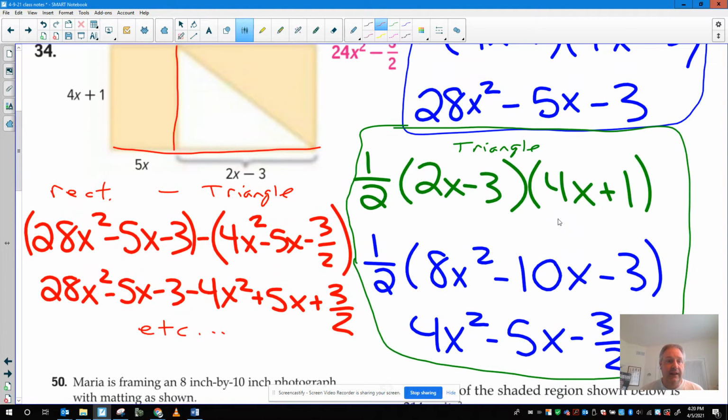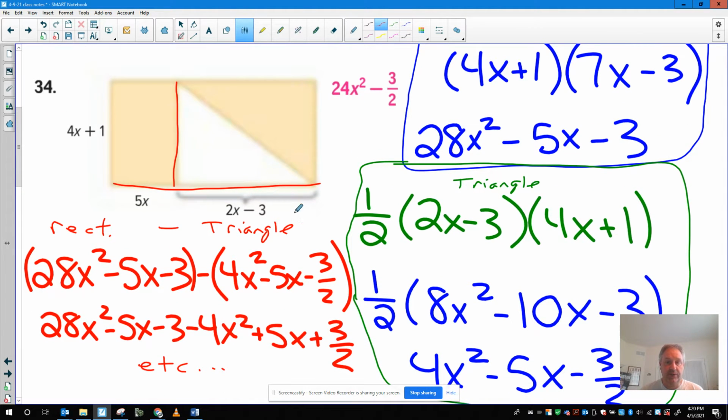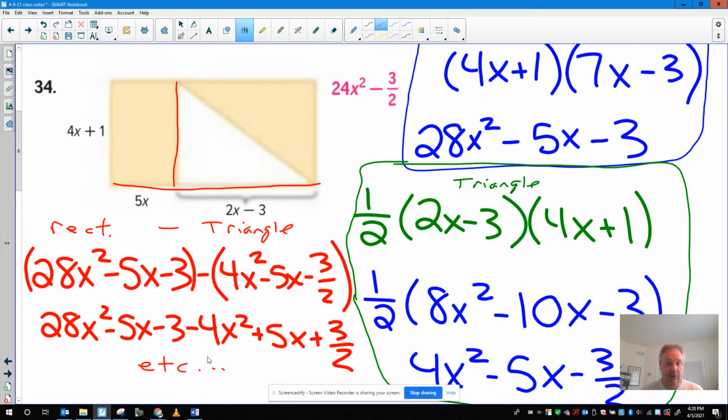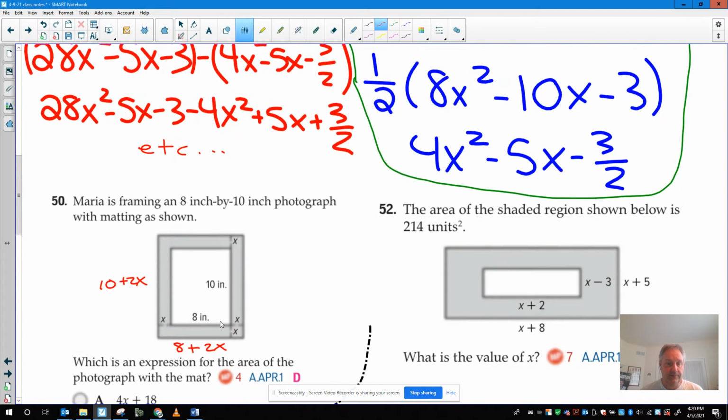And then the area of the shaded part, you would just subtract the rectangle minus the triangle. You would distribute. I didn't show every last step. The answer is here, but you would distribute and combine your like terms.